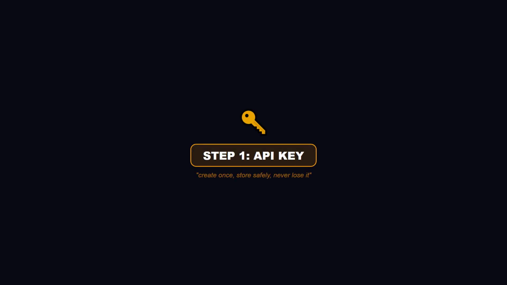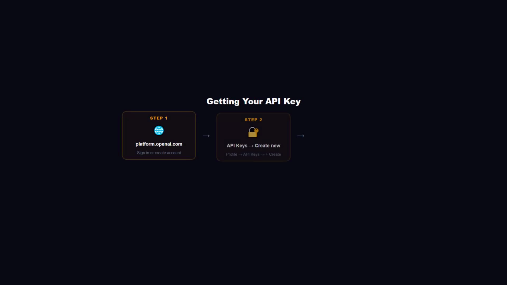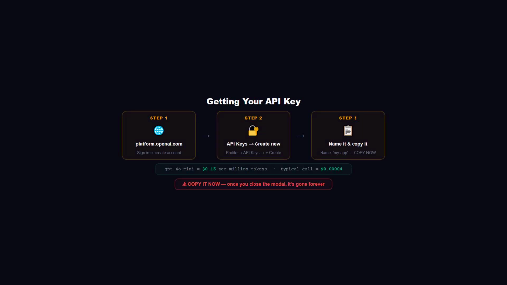Head to platform.openai.com. Sign in or create an account. Click your profile icon, then API keys, then create new secret key. Name it. I'll call mine Crash Course Demo. Important, copy it right now. Once you close this modal, it's gone forever.